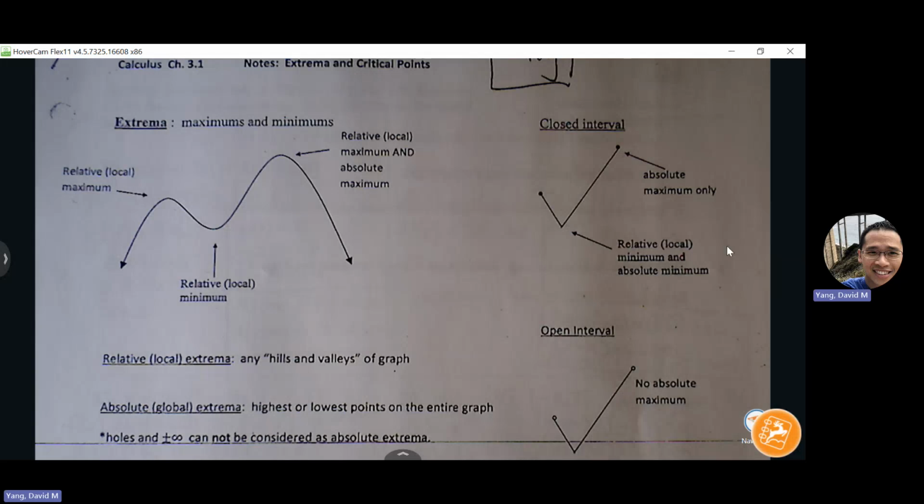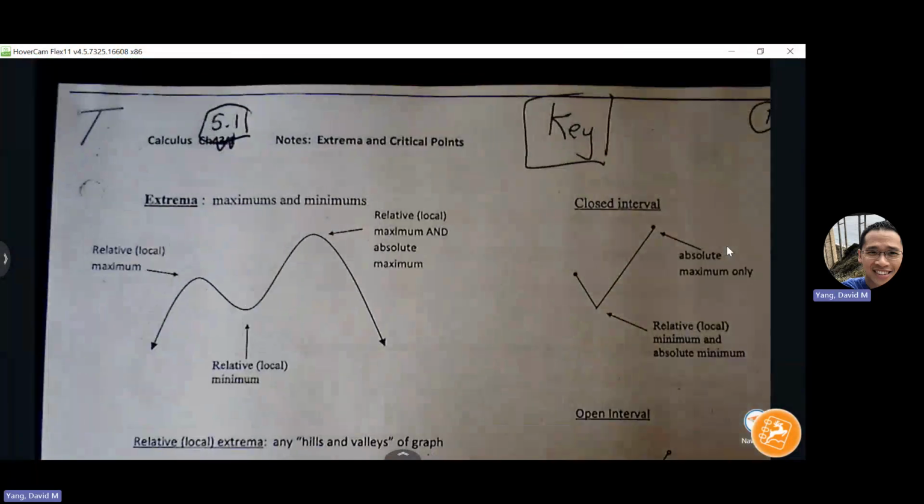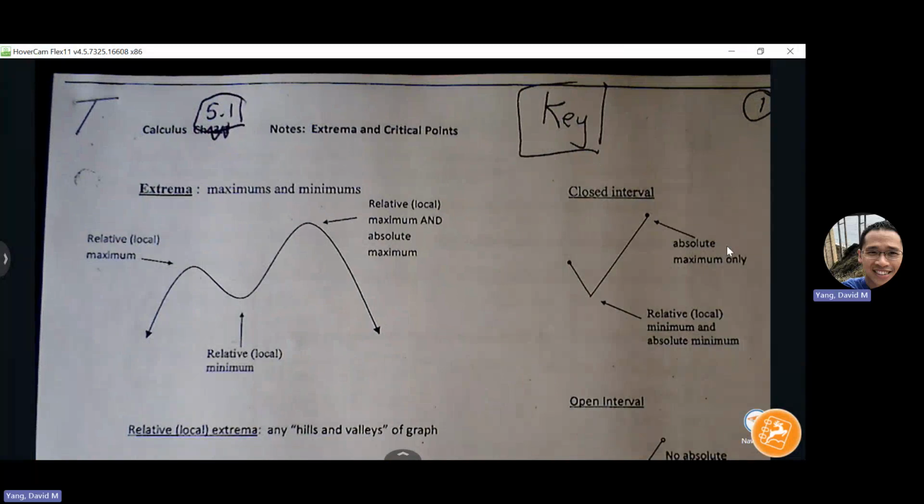5.1. Sorry, it says 3.1. Okay, and then we'll use the second half of class to continue reviewing for your quiz. Again, I moved the quiz to Tuesday. We'll do 5.1 today, quiz review. Monday, we'll do 5.2 quiz review, and then your quiz is Tuesday. You'll get to use your calculator.